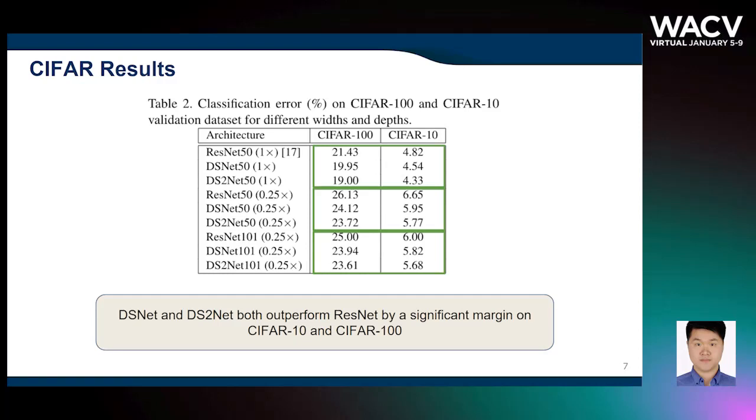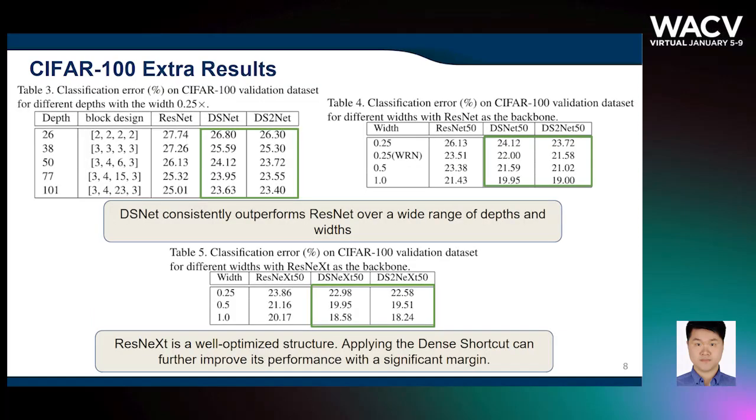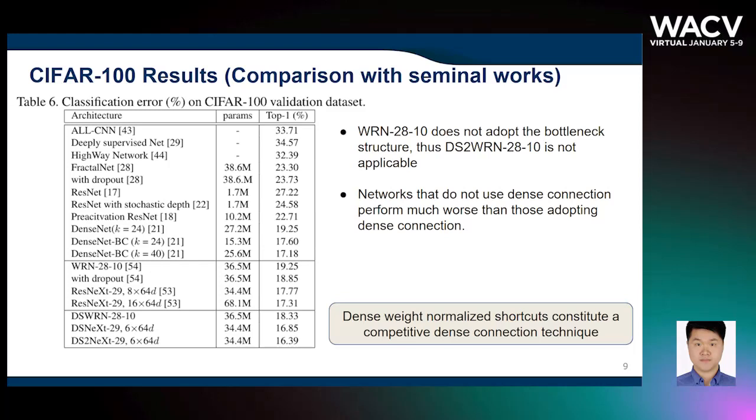DSNet and DS2Net both outperform ResNet by a significant margin on CIFAR 10 and CIFAR 100. For a wide range of width and depth, DSNet and DS2Net outperform ResNet by a large margin. The same phenomenon is also observed on the well-optimized structure ResNeXt. DS2NeXt of half network width with only 25% parameters, can even outperform the corresponding ResNeXt with a margin of 0.66% points. Compared with the seminal backbone structures, our proposed DSNet and DS2Net show superior performance, suggesting that dense weight normalized shortcuts constitute a competitive dense connection technique.